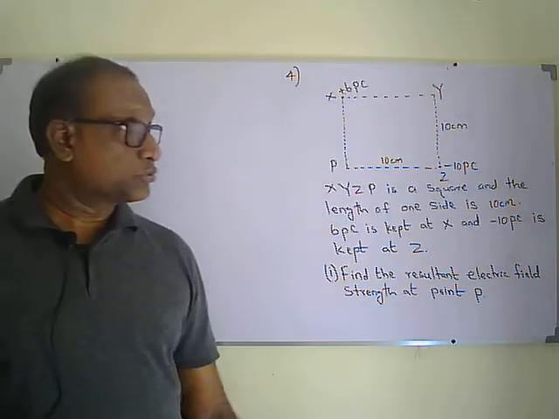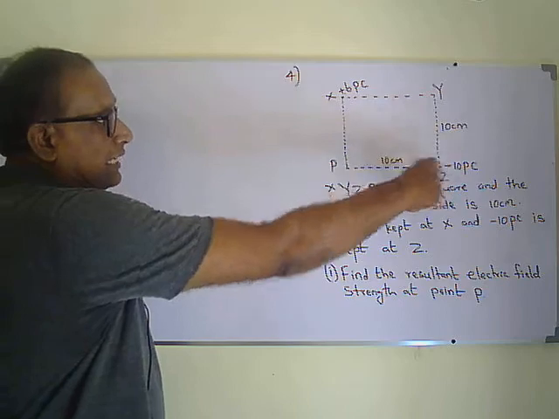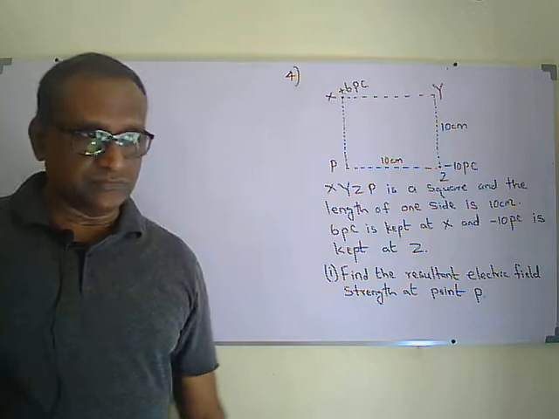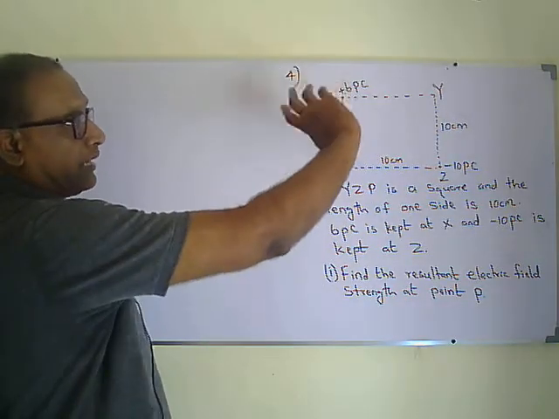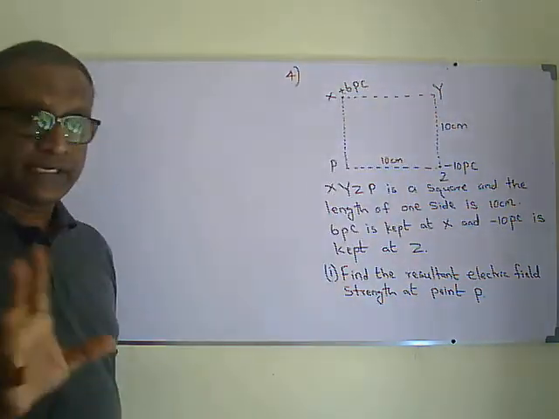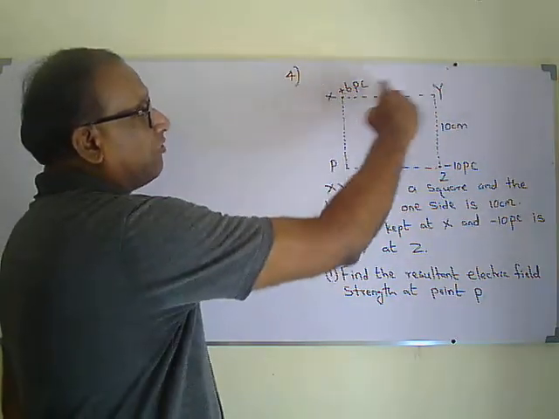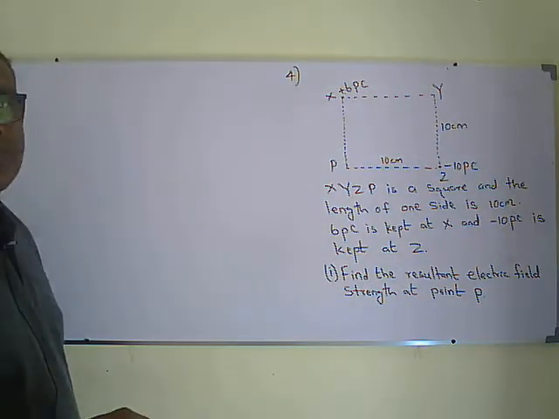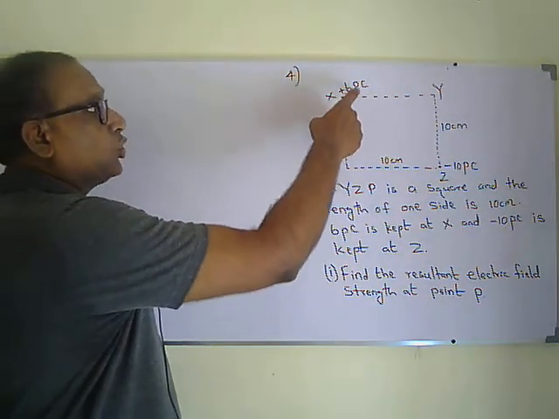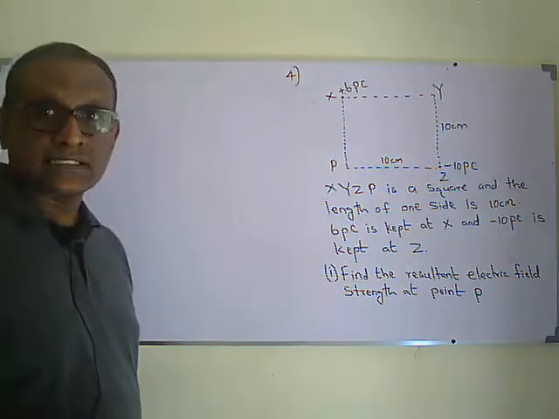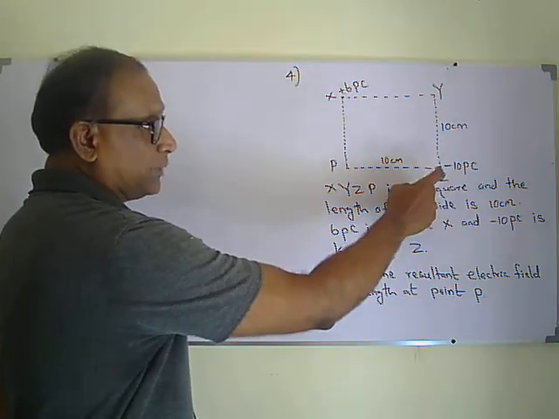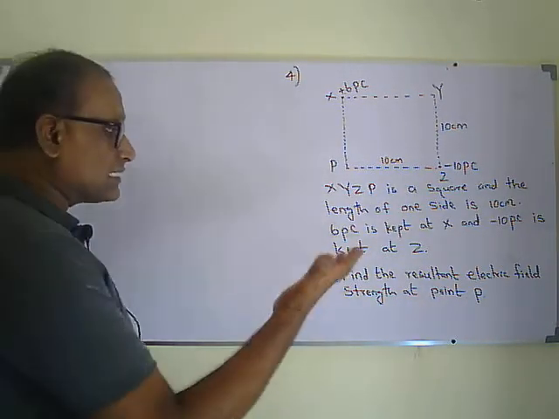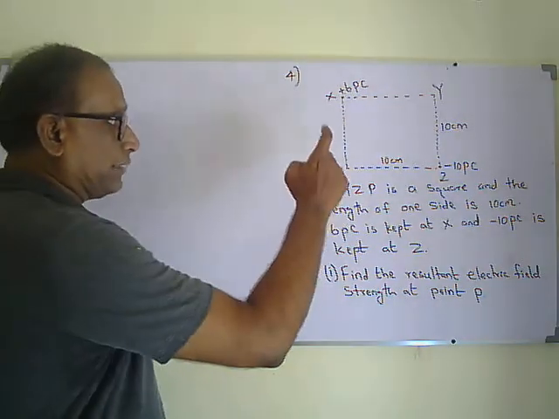Okay, so in this question, X, Y, Z, P is a square in space. They are just virtual points. It's not actually a square, it's not a rigid material. Just 4 different points in space, right? So they form a square XYZP, and the length of one side is 10 centimeter. A positive charge of 6 picocoulomb is kept at X, and a negative charge of 10 picocoulomb is kept at Z. And the first part of this question is to find the resultant electric field strength at point P.